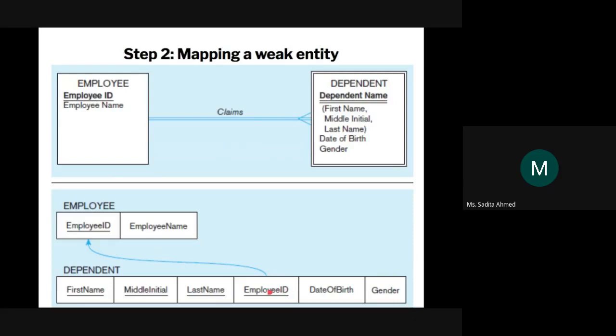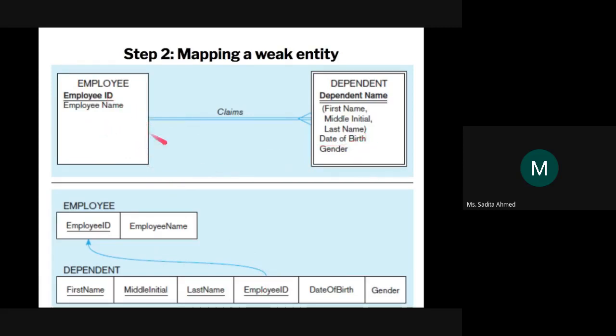One employee, one of the dependents, the combination will not be repeated in any way. Right? So that's why when we have a weak entity, what is the rule of thumb? In case of a weak entity, we create a relation for that weak entity, the dependent relation as you can see here, and the partial identifier combined with the primary key of the strong entity on which this weak entity depends.